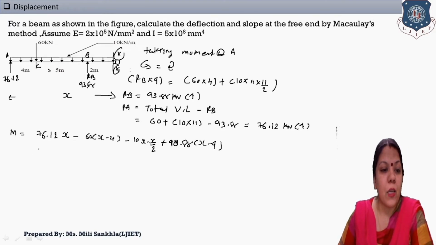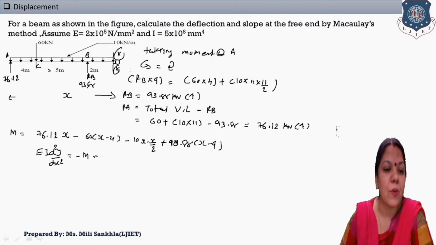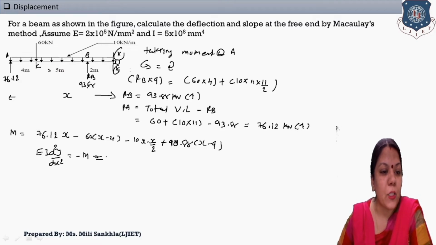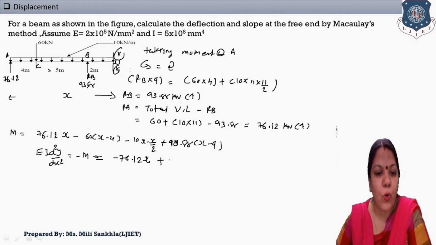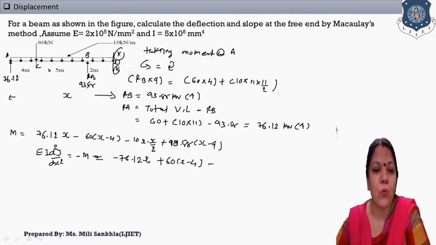Now our differential equation is EI d²y/dx² equal to minus M. Change the sign of this equation. First, the positive 76.12 converts into negative. Second, the point load is anticlockwise, minus, so take plus 4, and the UDL is 10 by 2, that means I divide by 2, which is 5, and this will be minus, converting into plus 5x².